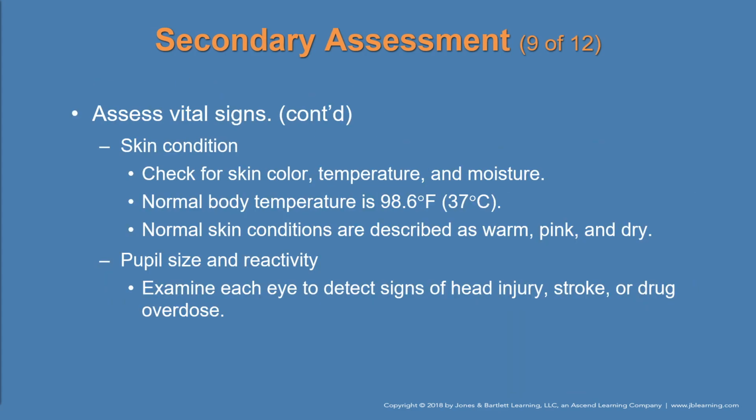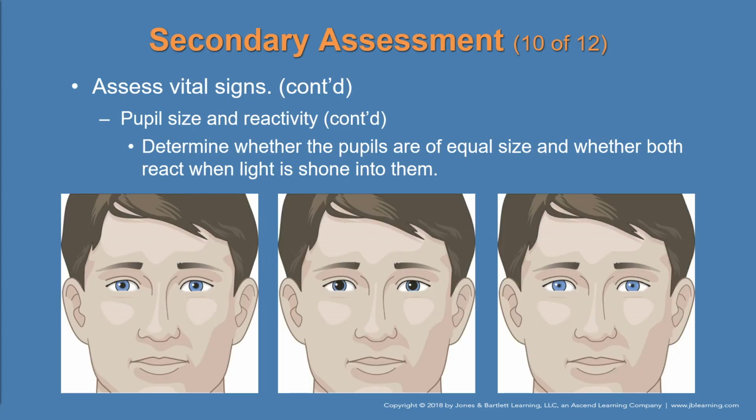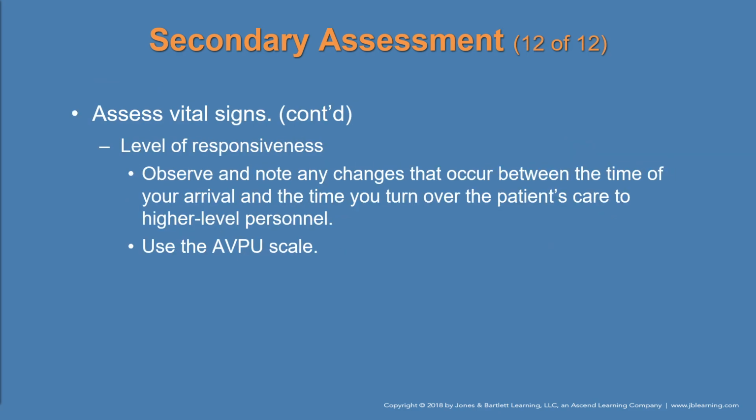Now, there are other things that we will learn to assess when we do our secondary assessment. Pupil size and reactivity is one of the things that we'll look at, and it will tell us certain things. We'll get into this a little more when we talk about strokes, seizures, and toxic overdose. And then level of responsiveness. We talked about this before, and we use the AVPU scale.